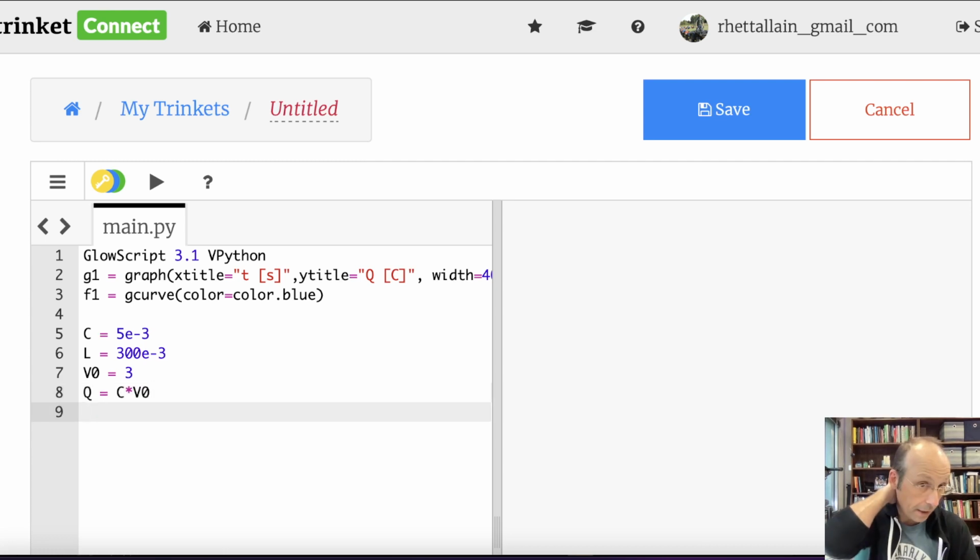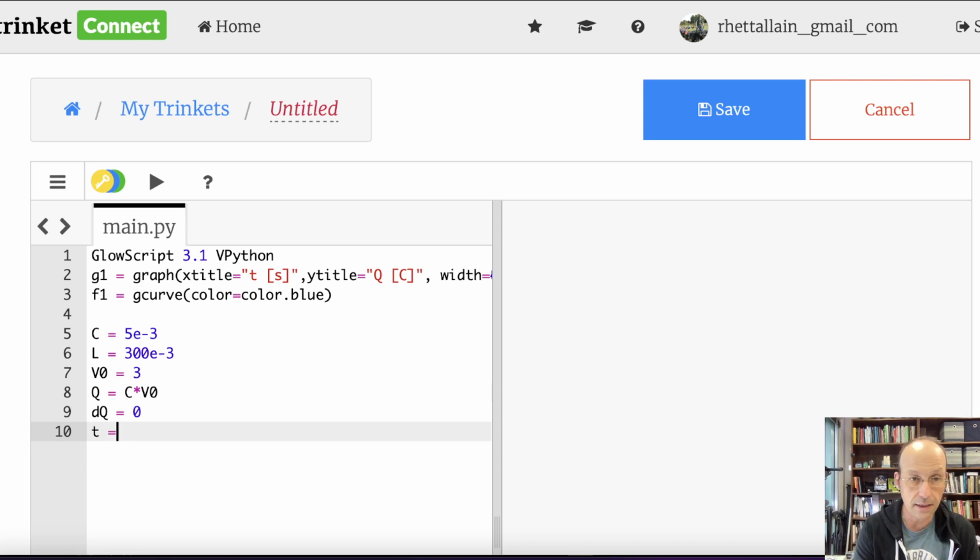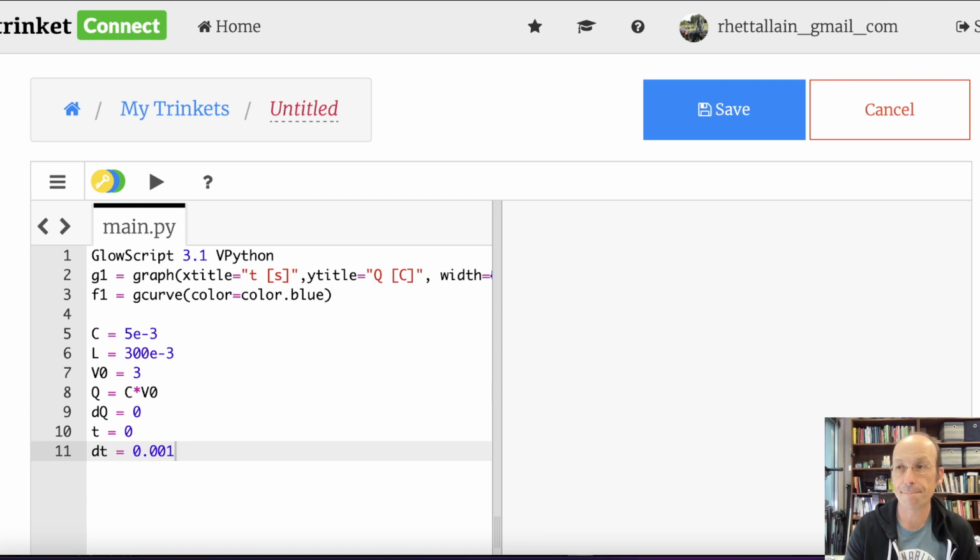I also need my initial rate of change of charge. I'm going to call that dq, and it's going to be 0. And then I need t equals 0, and dt equals 0.001. I think that's small enough. Let me see what I used before. Yep. Okay. So now we're ready to calculate some stuff.